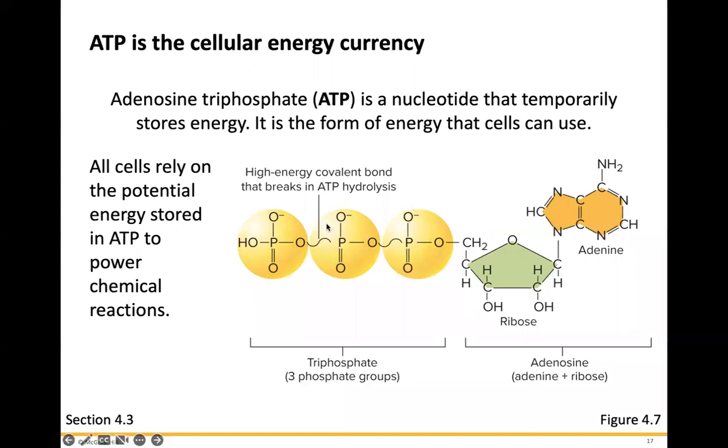The energy is being stored between the bond of two phosphate molecules of the ATP molecule, right here. This is a high energy bond. The overall structure of ATP is adenine, which is a nucleotide base. This is the same nucleotide base that you see as A for DNA and RNA, a ribose sugar molecule, and then three phosphate groups, adenosine triphosphate.